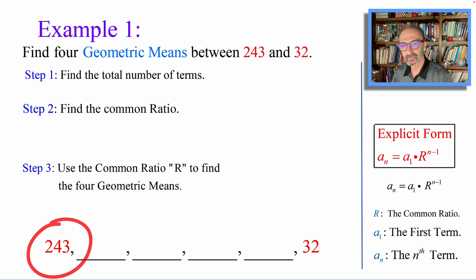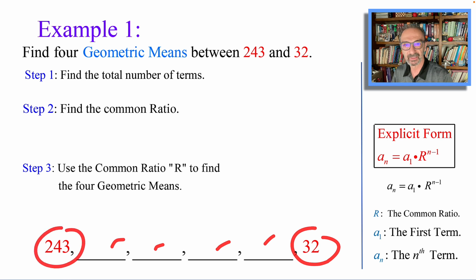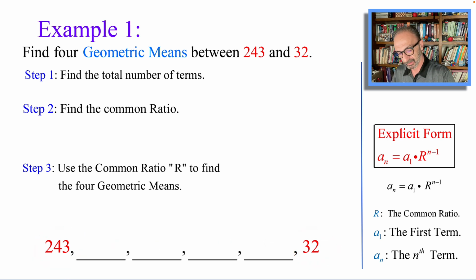So if the first term is 243 and the last term is 32, when it says find the number of terms, we're going to end up with 4 in the middle, 1 at the end, 1 at the beginning. That should be 6 terms. The common ratios are, that's the first term, and that's the nth term. The general form for any term is a sub n equals a sub 1 times the common ratio to the power n minus 1. So what we have here is, as we mentioned, n has to be equal to 6.